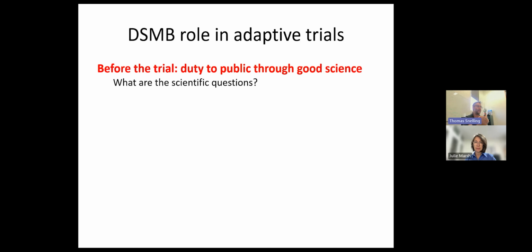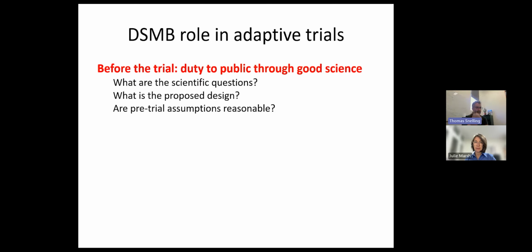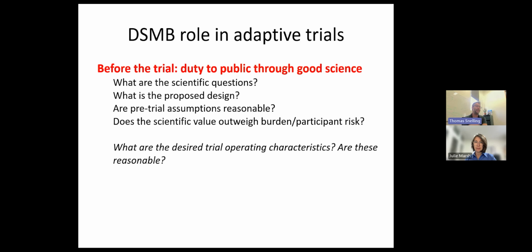With regards to fulfilling responsibilities or duties to the broader public through good science, the things that a member of the DSMB should do before the trial, and this is true for any trial, is make sure that they understand what the scientific questions are, understand what the proposed design is, understand what the pre-trial assumptions were, and assess whether those assumptions were likely to be reasonable. And before proceeding with the trial, understand or convince oneself that the scientific value of the trial, the public value, outweighs the burden and the potential risk to participants in the trial.